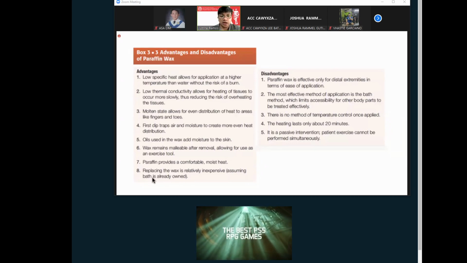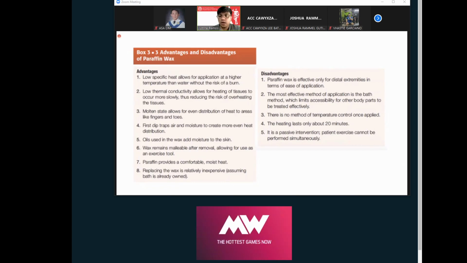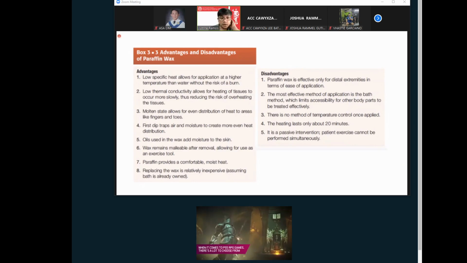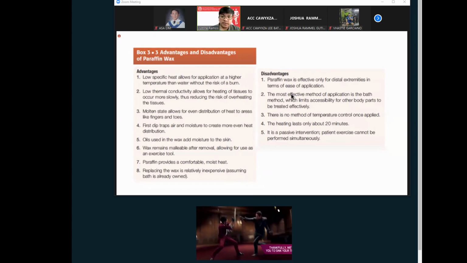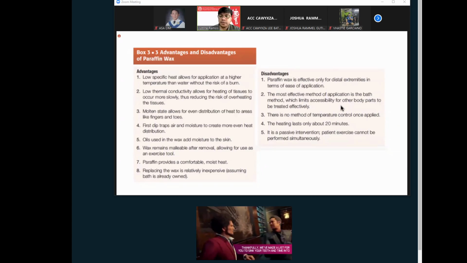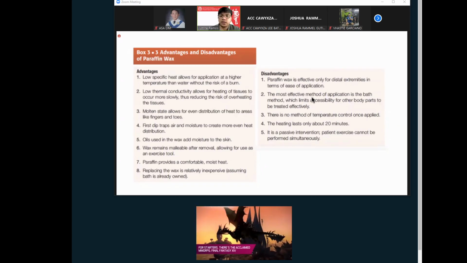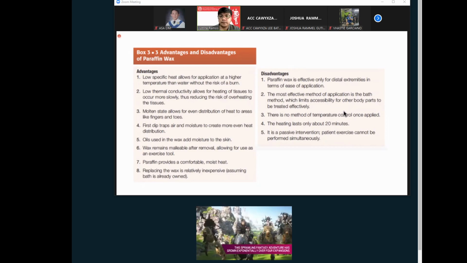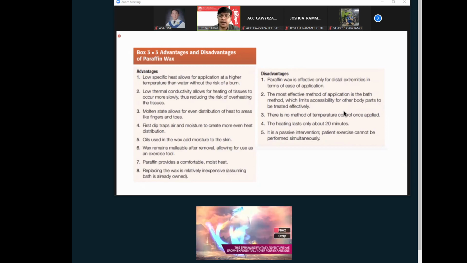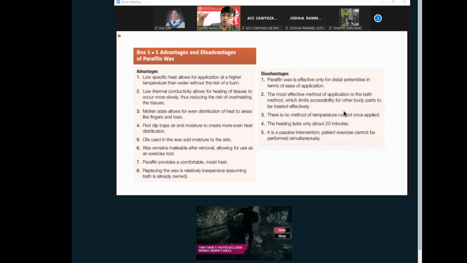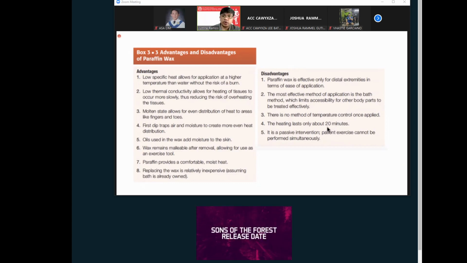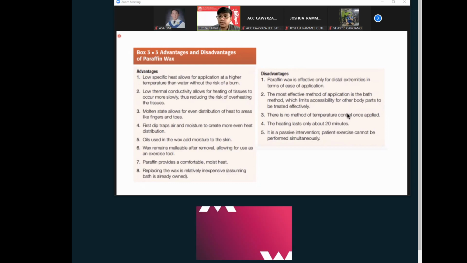Kasi sa tank, magpapalit ka talaga ng water. Kailangan mong punuin yung tank, no? Mas cost ineffective. Okay? Yung disadvantages lang, syempre, for distal extremities lang. Okay, most effective method of application is yung bath method. Yung bath method, submerge to. Ilulubog mo siya for 20 minutes. Okay? So, no method to control the temperature once applied.